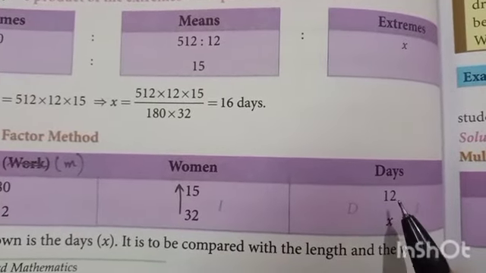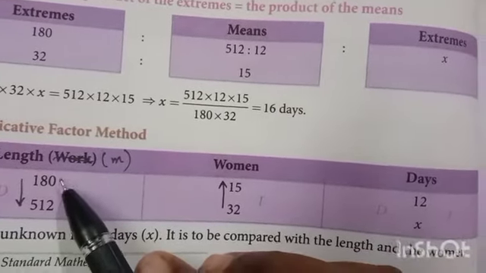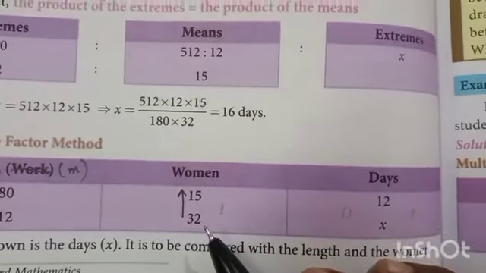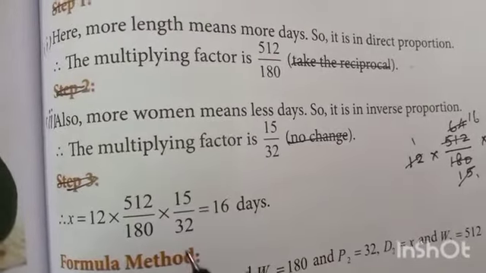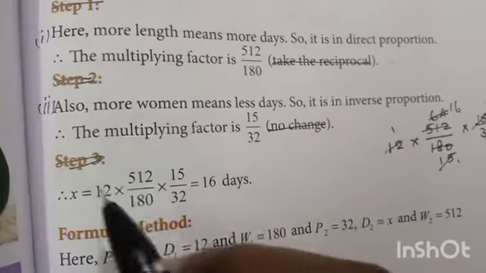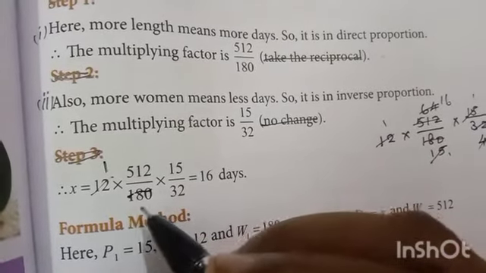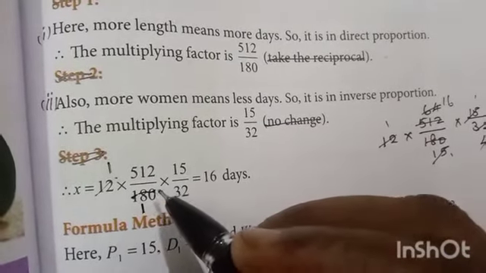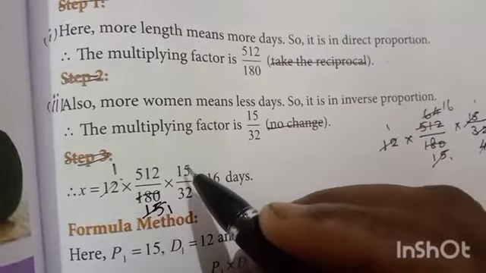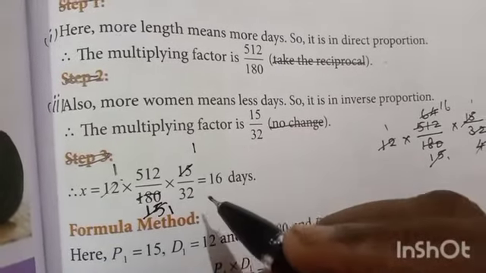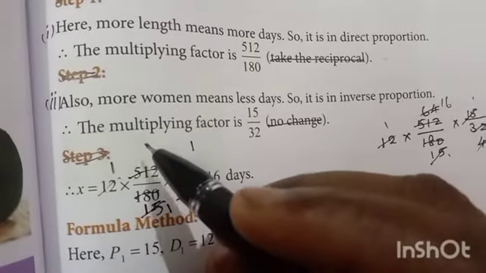So how do you write this final step? 12 into the multiplying factors: 512 by 180 into 15 by 32. Listen students, 12 into 512 by 180, 15 by 32. Now you may cancel using the 12th table. You have to learn the tables well. 1 12 is 12. For here, 1 12 is 12. Balance is 6, so it is 60. 5 12s are 60. 1 15 is 15. Next you have to use the 8th table. 4 8s are 32.